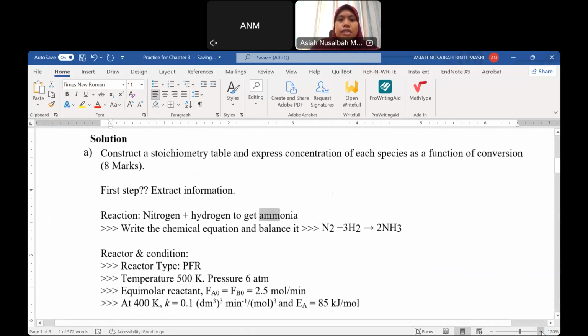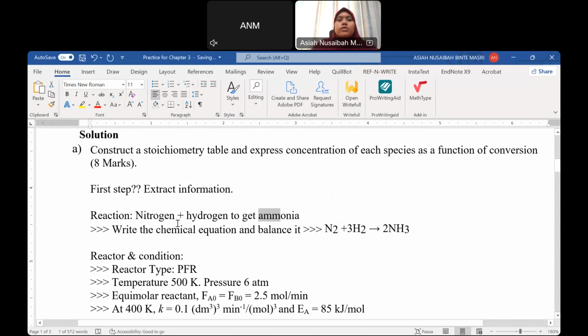Okay, you can see clearer like this, I think. All right, so nitrogen plus hydrogen to get ammonia. Now, what do we do? We write the chemical equation and balance it. So this is nitrogen reacting with hydrogen to get ammonia.